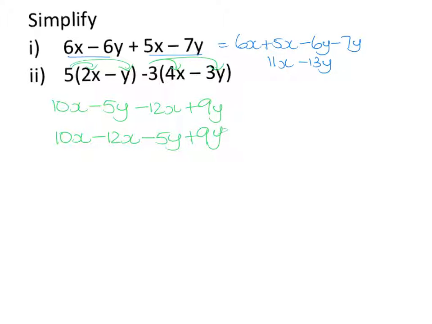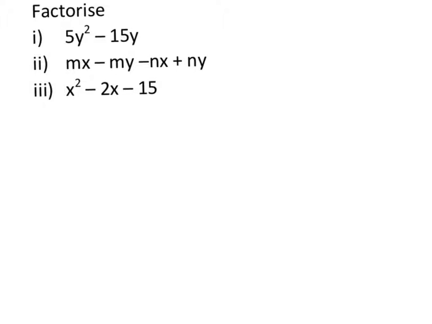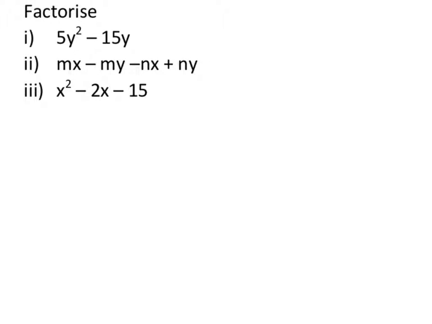So 10 minus 12 gives us minus 2x. And minus 5y plus 9y gives us positive 4y. And we have simplified it. Okay, so for part C of this, the very first one, we want to see how to factorize it. So we see what is common between the two. And we'll see that 5 is common and y is common.